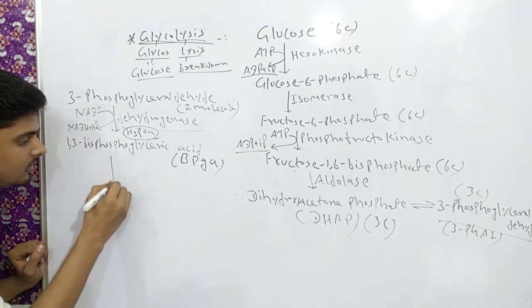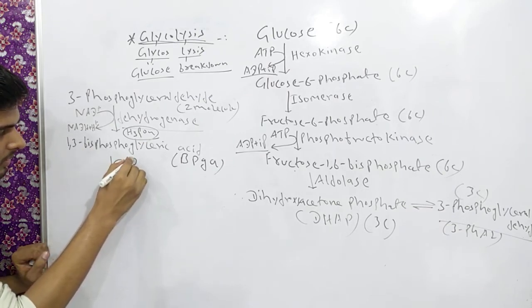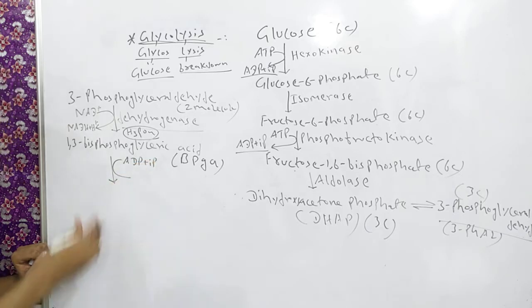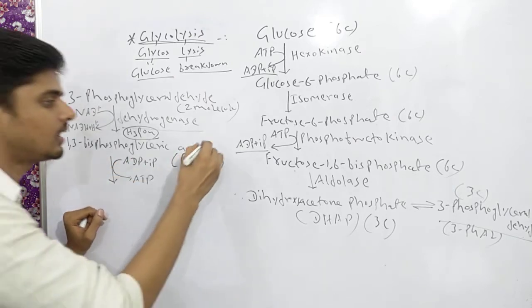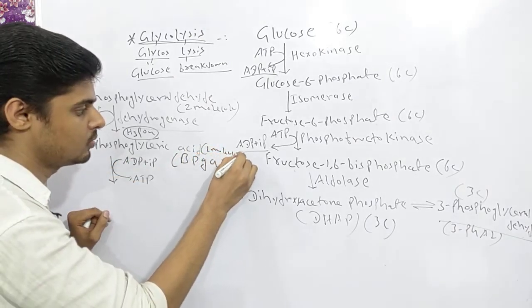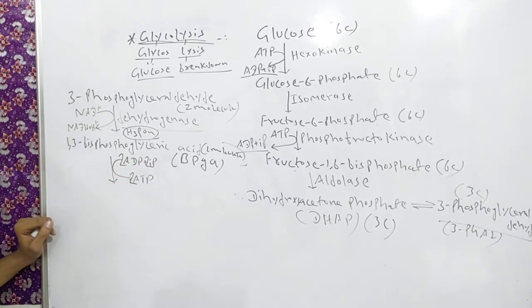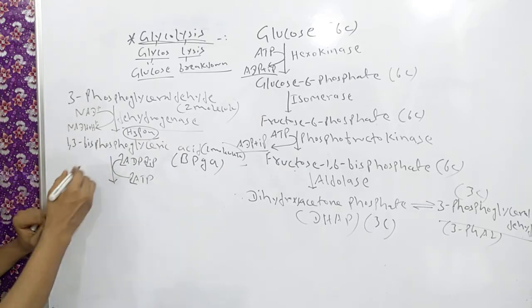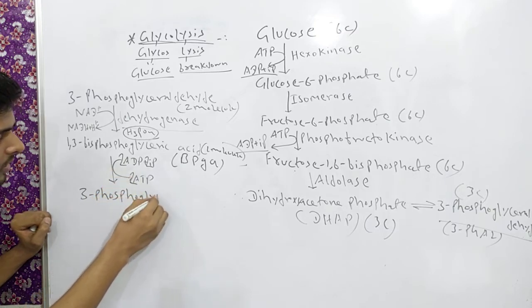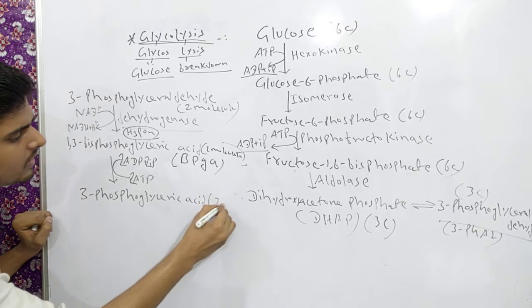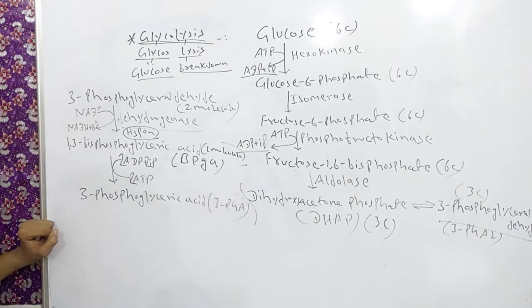Now what happens is that it releases one phosphate, meaning ADP gets joined with one phosphate and it forms ATP. And how many molecules are there? There are two molecules. Since there are two molecules, how many ADP will be converted into ATP? It will also be two molecules. And it will form 3-phosphoglyceric acid, or you can say 3-PGA. Okay, 3-PGA.